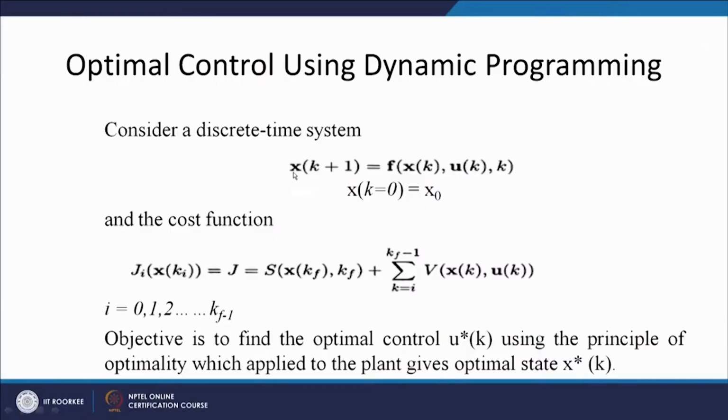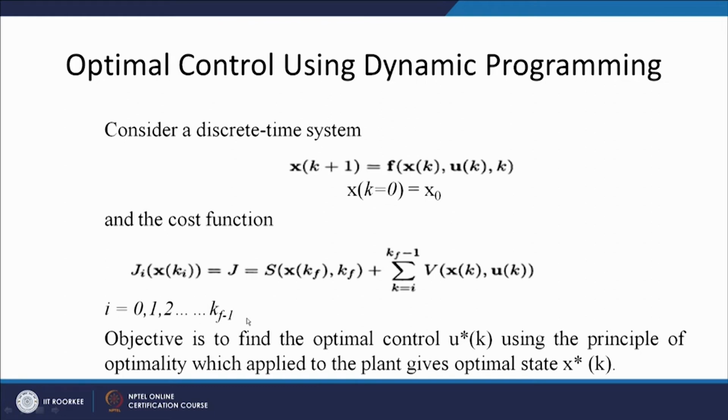Now let us consider a system given as x(k+1) equal to f(x(k), u(k), k). We are considering a general system with the initial condition x(0) equal to x0, and the cost functional is J_i(x(k_i)) equal to S(x(kf)) plus sigma V(x(k), u(k), k), and this is my cost functional. Why are we saying i? So, i is either 0, 1, 2, up to kf minus 1.